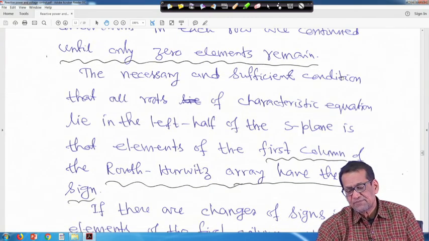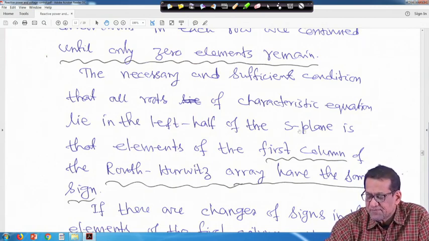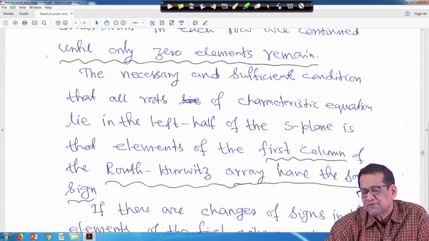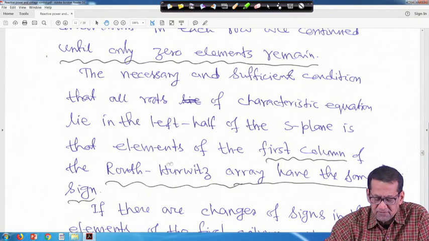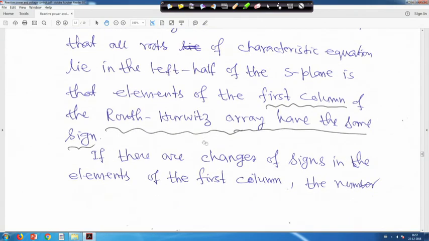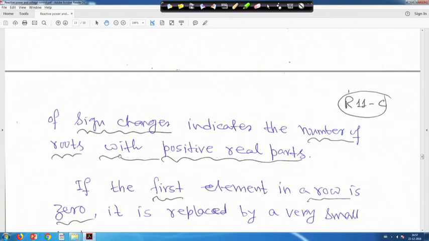The necessary and sufficient condition that all roots of the characteristic equation lie in the left half of the S plane is that the system is stable if the real parts of all the roots are negative. That means the elements of the first column of the Routh-Hurwitz array must have the same sign. If there are sign changes in the first column, the number of sign changes indicates the number of roots with positive real parts.